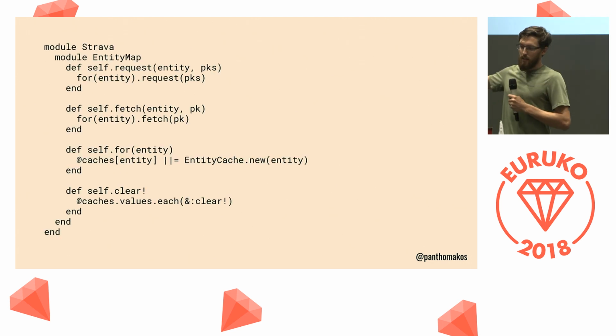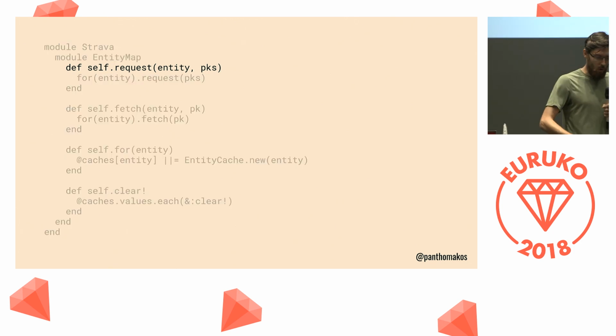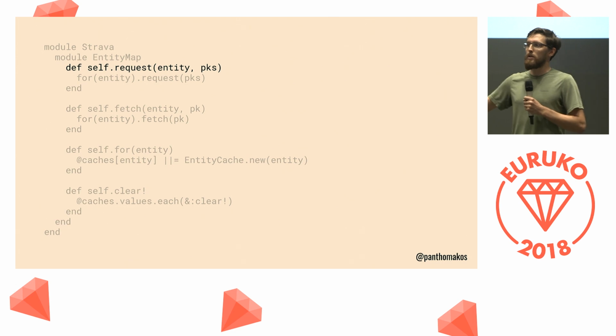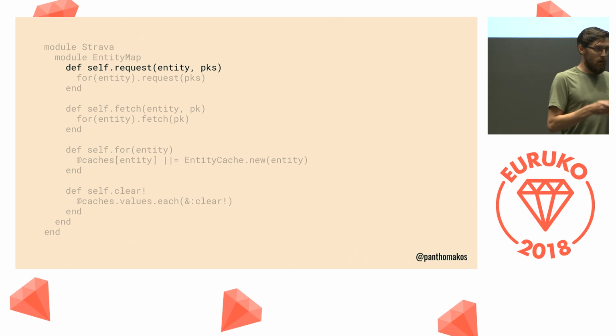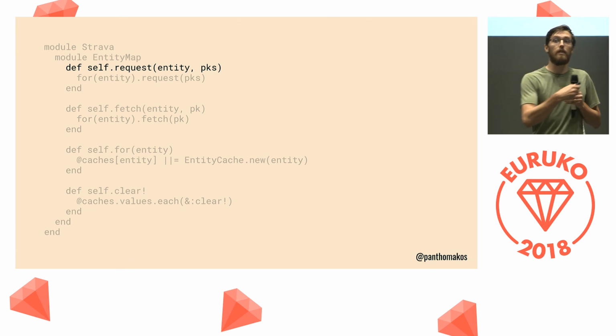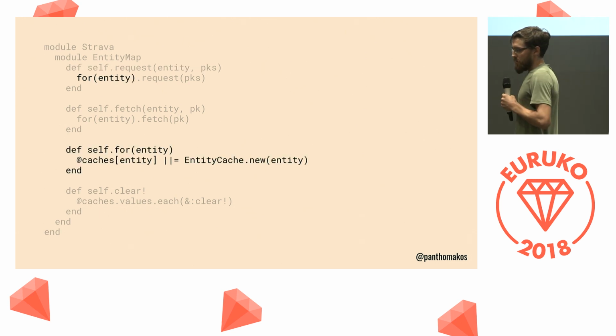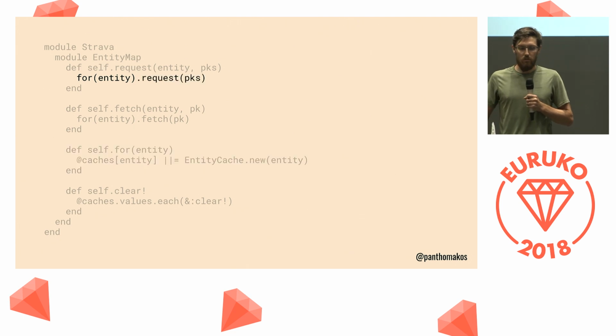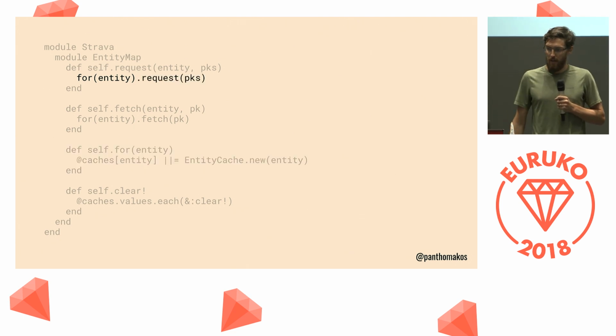At an abstract level, this is how it works. There's a request method. I can give it an Active Record object, the entity, and a set of primary keys. That means I don't need these things quite yet, but I'm going to need them later, so you don't need to go to the database to get them yet. The way it works is we generate a cache if we don't already have one, and then we ask for those primary keys from that cache.